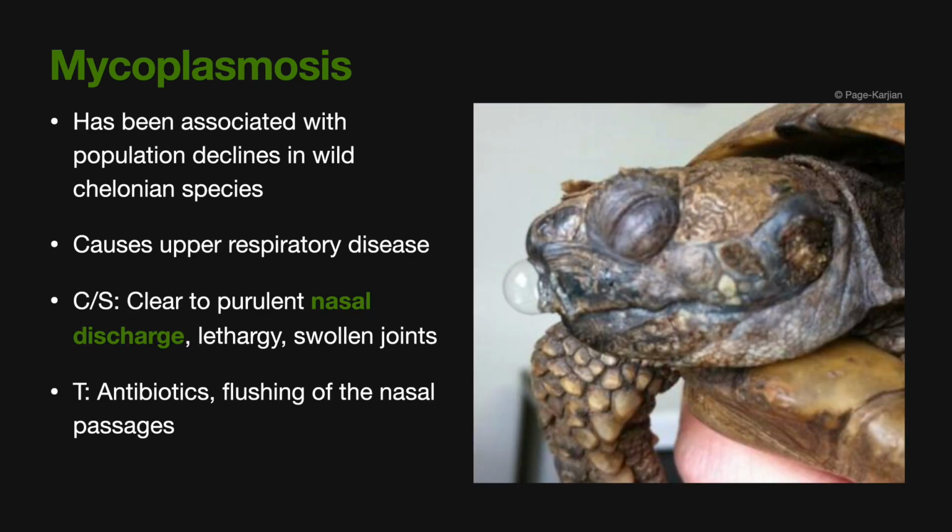Mycoplasmosis has been associated with population declines in wild chelonian species. The bacteria cause upper respiratory disease in these species. Clinical signs include clear to purulent nasal discharge, lethargy, and swollen joints. Treatment involves antibiotics and flushing of the nasal passages.